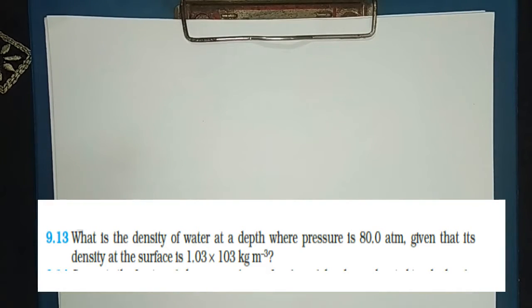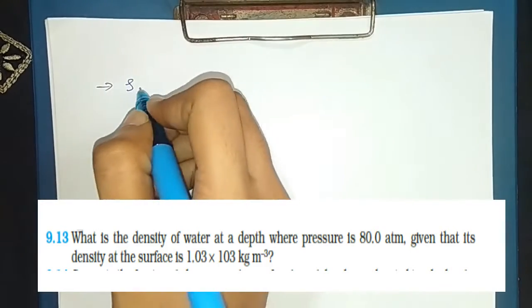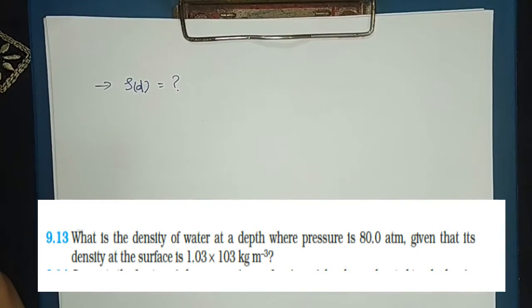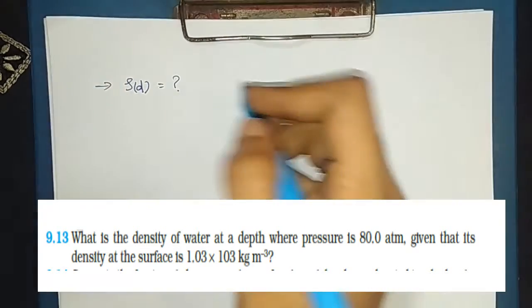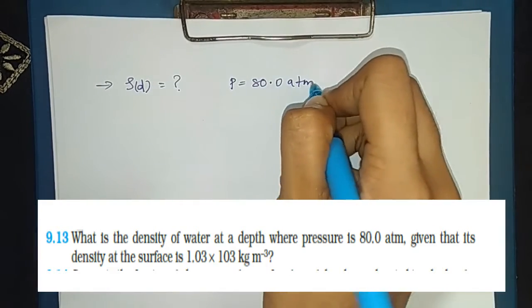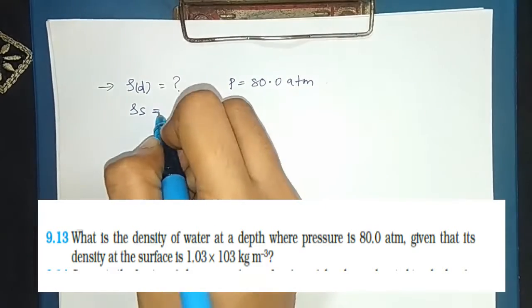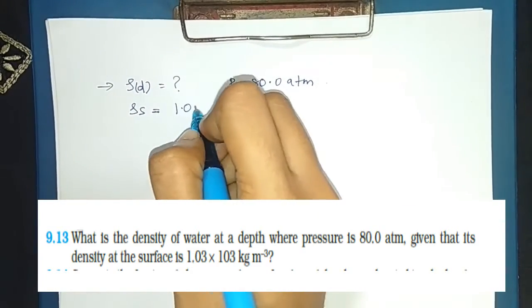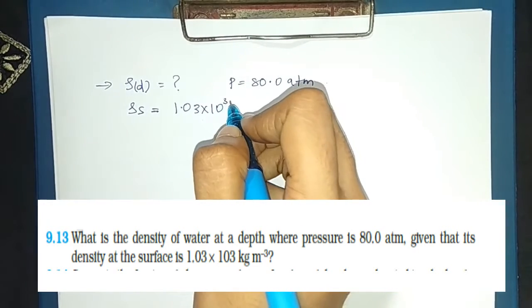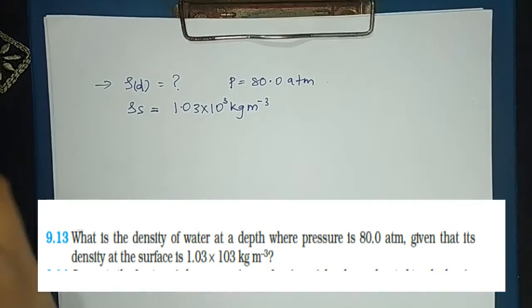What is the density of water at depth? So what we have been asked is the density of water at depth, where the pressure is given as 80 atmospheres, given that its density at the surface is 1.03 times 10 raised to 3 kg per meter cube.